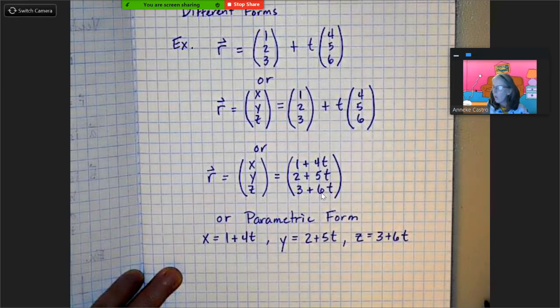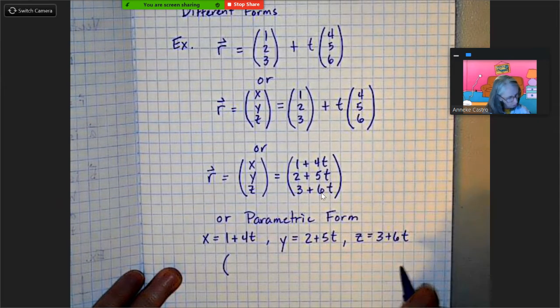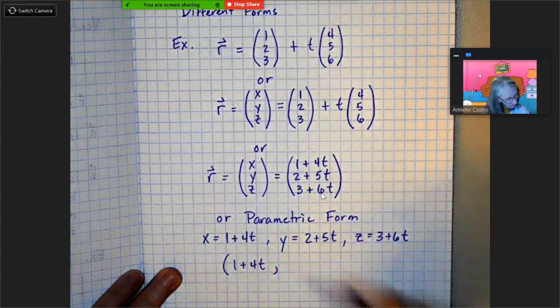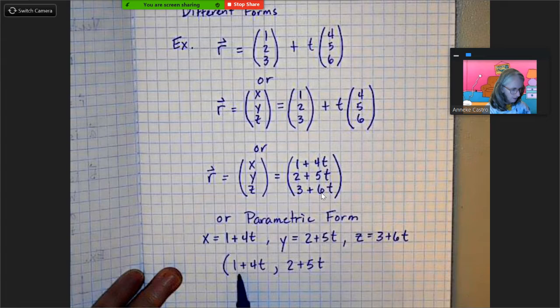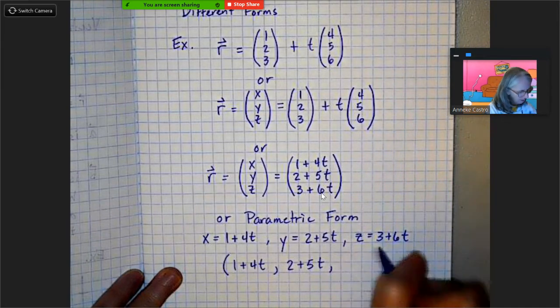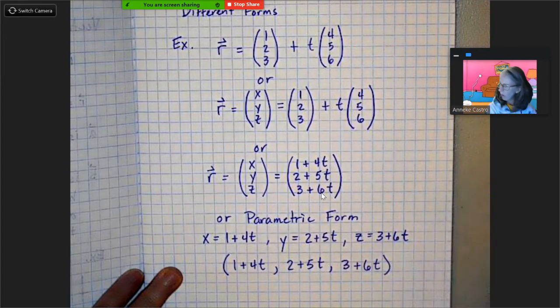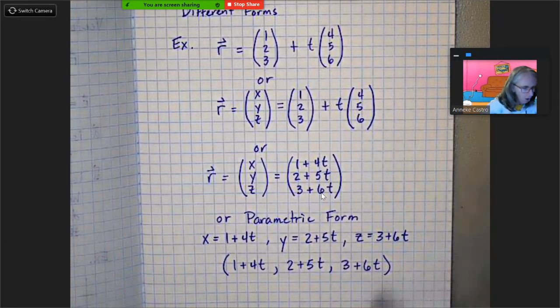Okay, so you could also take parametric form and write it as a general coordinate. So you could write the x coordinate like this, and then comma, and then this is the y coordinate. And it's understood that this is the x, this is the y, and the last one would be the z, because we understand how to write coordinates. Okay. A little bit of extra information which would help with the homework.